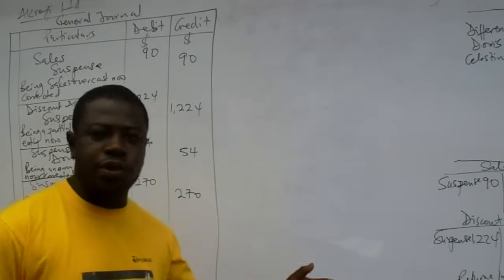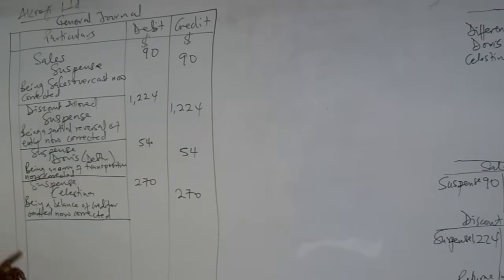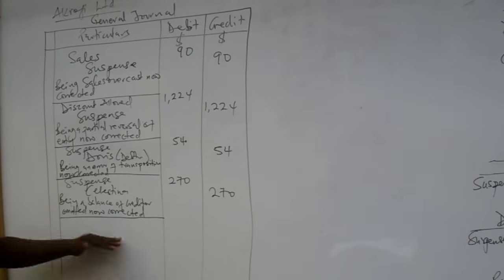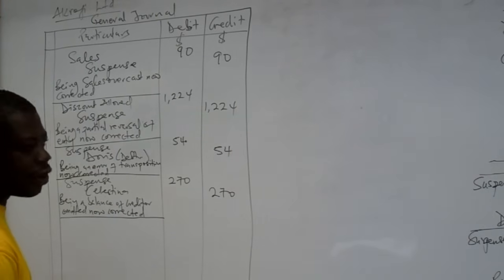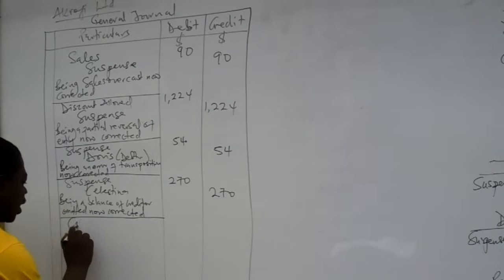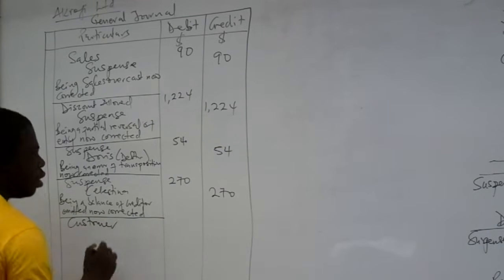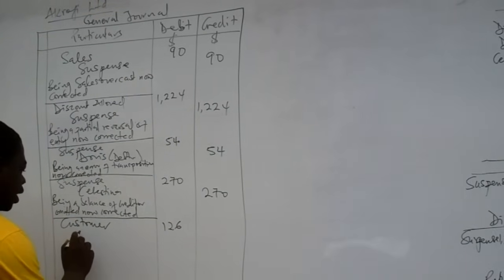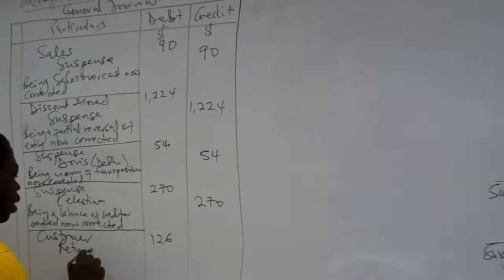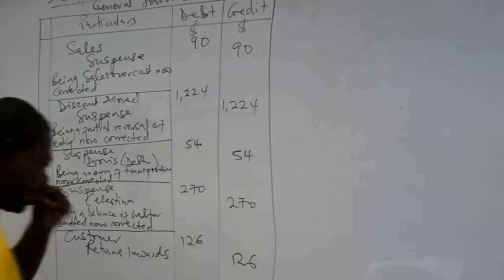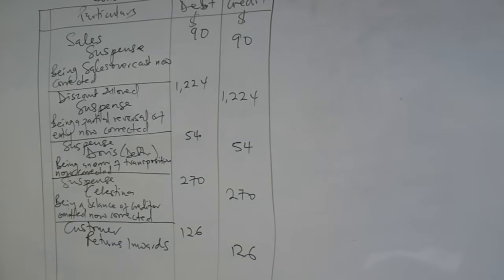Okay, so we come to the journal. Now, for the journal, take note that whether the error affects the agreement of the trial balance or not, the journal is used to correct all types of errors. And so when we come here, we see that the customer received the debit entry. So the customer will come first, and the amount is $126 on the debit. And we slant it and we see returns inwards on the credit, $126. And then we narrate. The error is that of duplication.